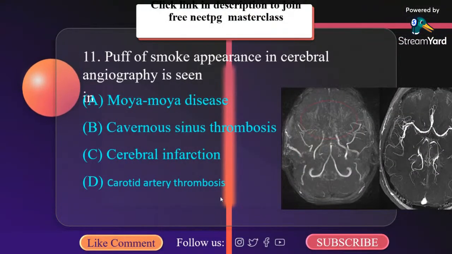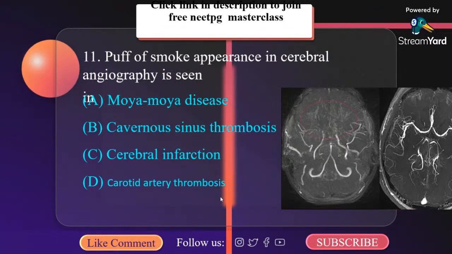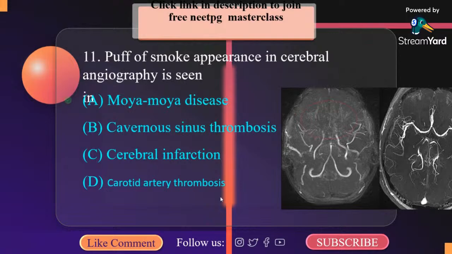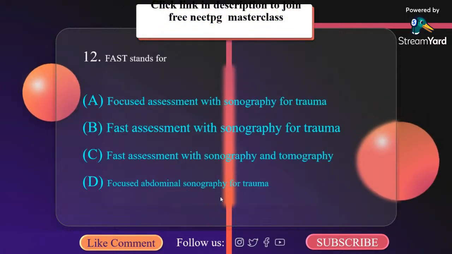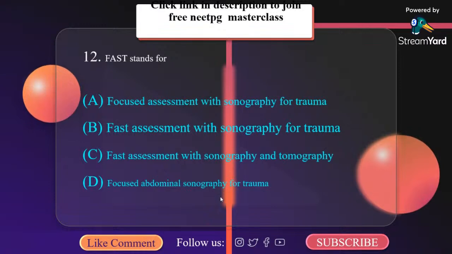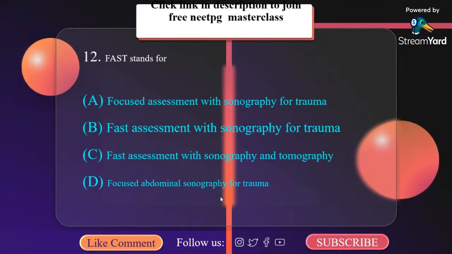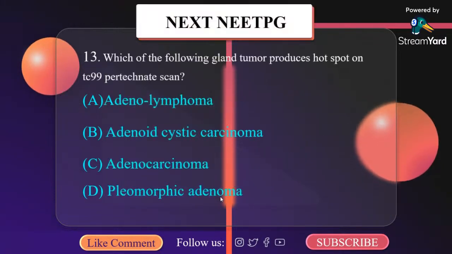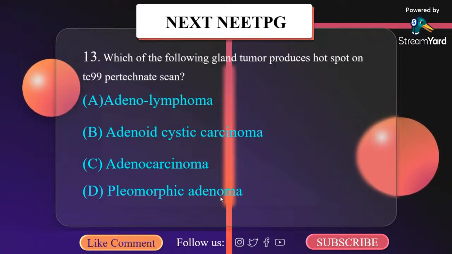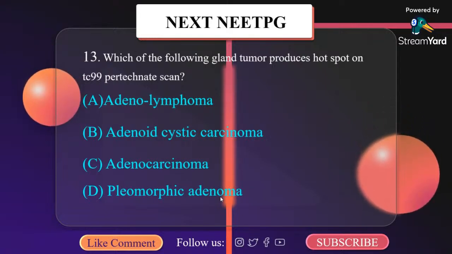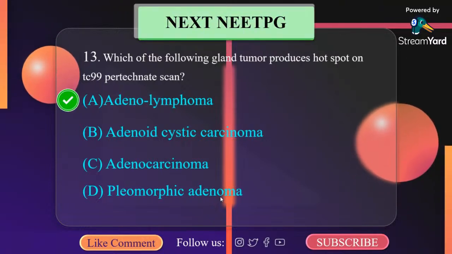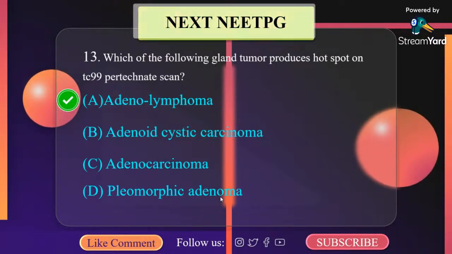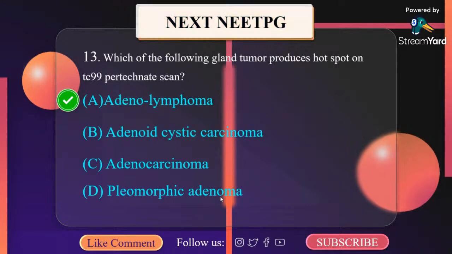Puff of smoke appearance. We all know puff of smoke means moyamoya. So the correct answer here is moyamoya disease. FAST. What is FAST? Focused assessment with sonography for trauma. Which of the following gland tumors produces a hot spot on technetium-99m pertechnetate scan? It is adenolymphoma that produces a hot spot on technetium-99m pertechnetate scan.